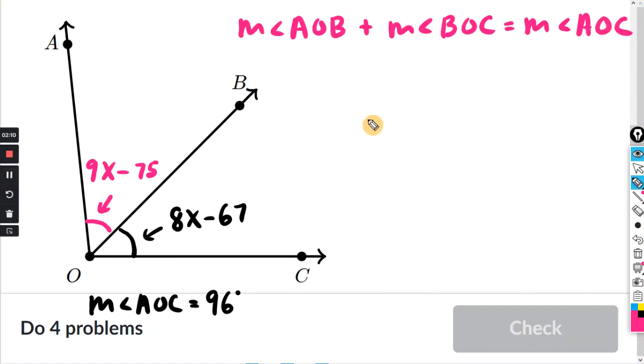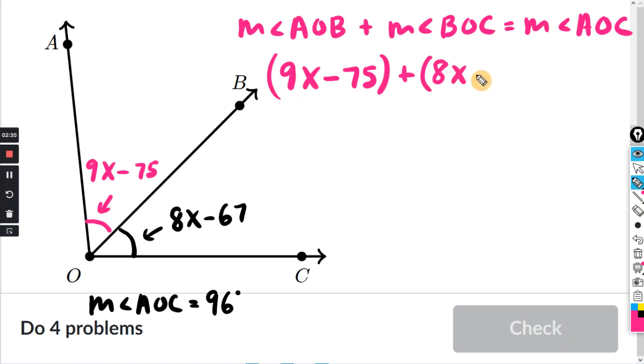All right. So AOB, we said, was this angle right here. We plug in the algebra expression, 9x minus 75. And then for BOC, we plug in this algebra expression, 8x minus 67. And we set it equal to AOC, the overall angle, which we said was 96.